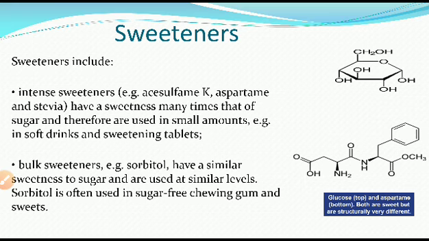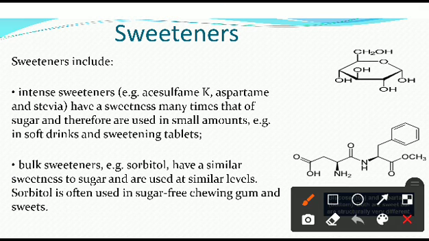Next additive is the sweetener. Sweeteners include intense sweeteners, and the second type is bulk sweeteners. Intense sweeteners have a sweetness many times that of sugar. That means their sweetness is many times higher than common sugar, and therefore they are used in very small amounts. That's why they are present in soft drinks as sweetening agents. This is the structure of sugar.